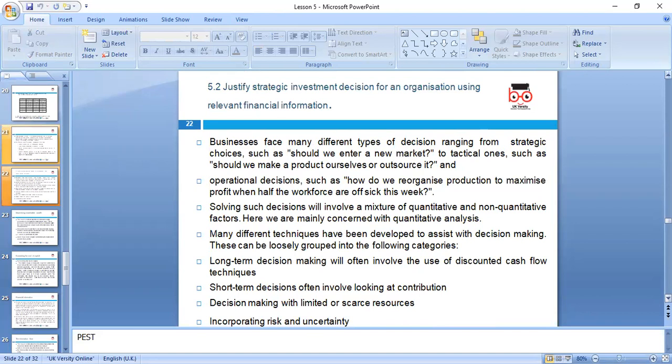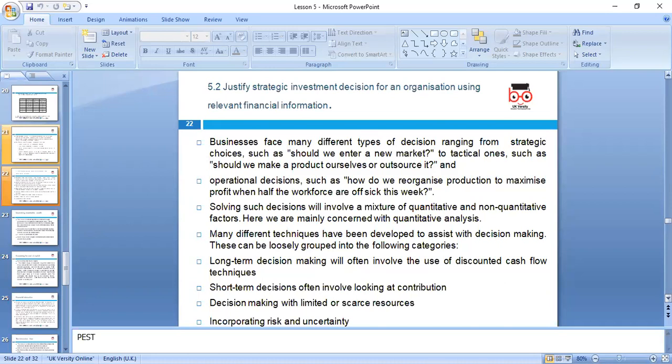Businesses face many different types of decisions, ranging from strategic choices, such as should we enter a new market, to tactical ones, such as should we make the product ourselves or outsource. Based on your investment appraisal, you can look at which option is best. Then operational decisions, such as rescheduling production to maximize profit when the workforce is off sick this week. Decisions like these involve a mixture of quantitative and qualitative factors: quantitative means numbers, and qualitative means opinions, qualities and other considerations, not just the money.